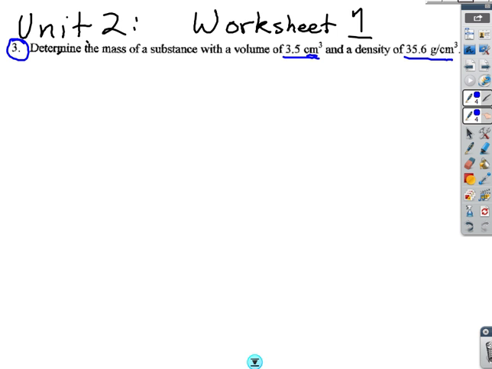Centimeters cubed is a unit of volume, so this is V. And 35.6 grams per centimeter cubed is a unit of density. Grams per centimeter cubed, grams is mass and centimeters cubed is volume, so mass over volume is density. We're going to use the formula for density, D equals M over V. You have to write down the formula whenever you do a density problem.